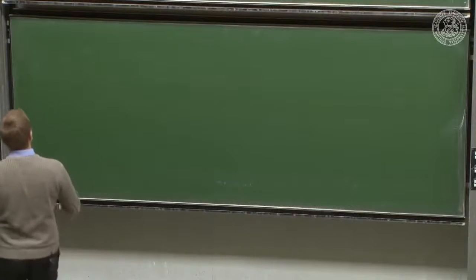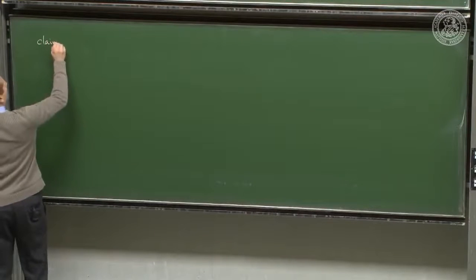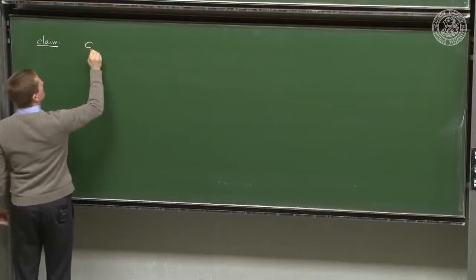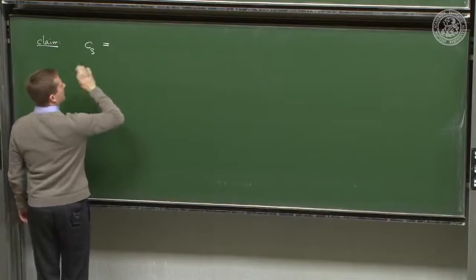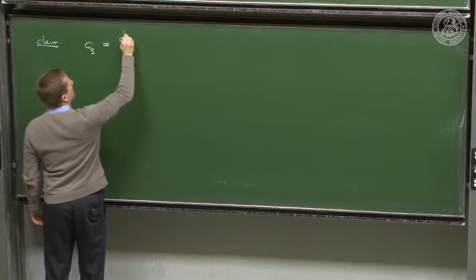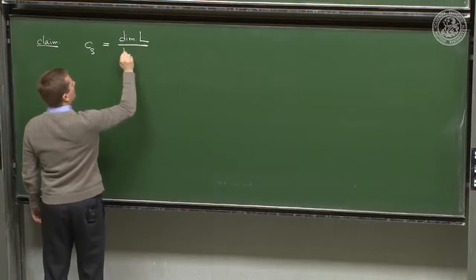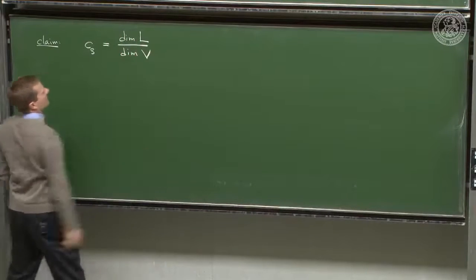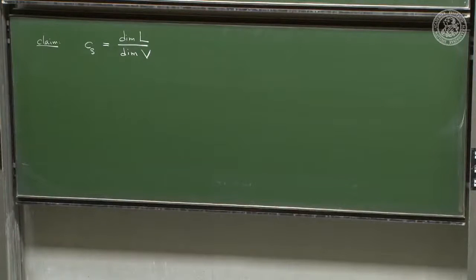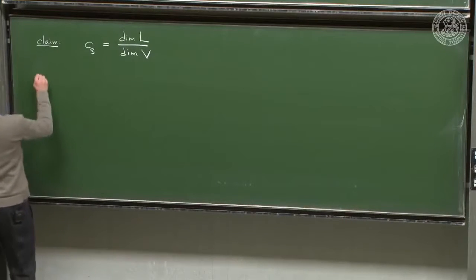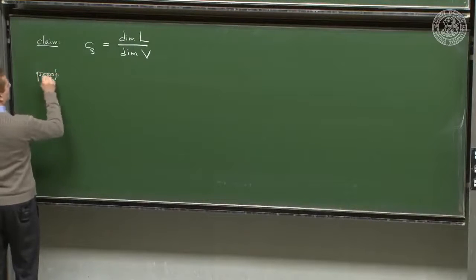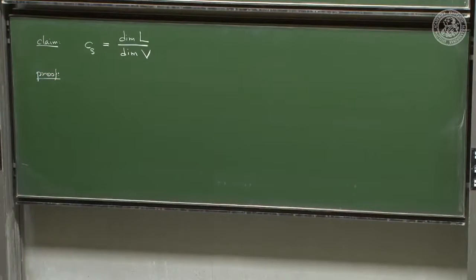Now let's try to show the following claim, that this number c rho is always given in the irreducible case by the dimension of the Lie algebra divided by the dimension of the representation space. Okay, so let's try to show this, or prove. Let's see how this can be done.